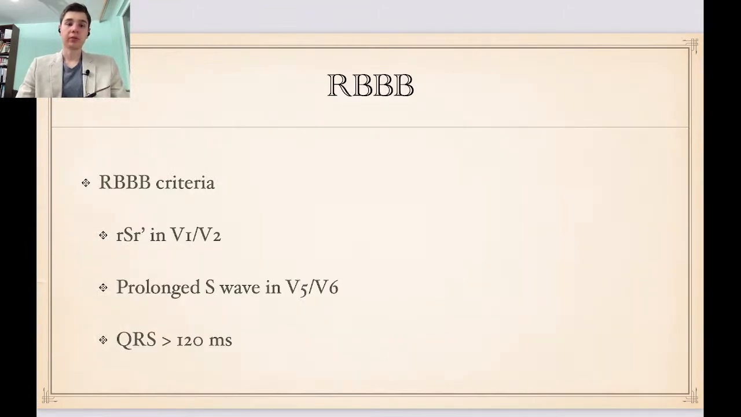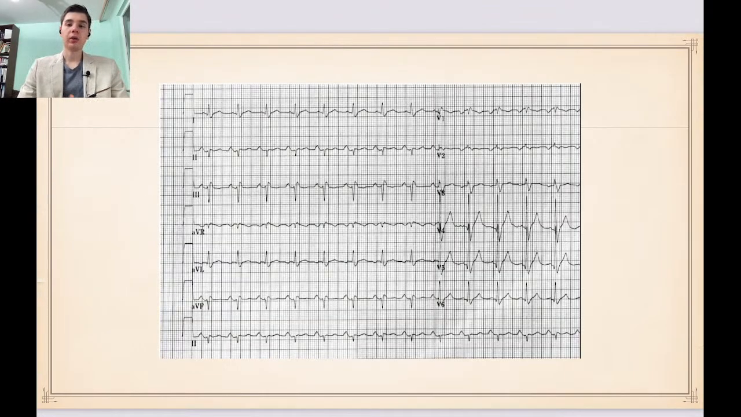For the right bundle branch block, the criteria are an RSR prime in V1, V2, a prolonged S wave in V5, V6, and again, the QRS complex is greater than 120 milliseconds. This is how a right bundle branch block looks like. We can see the aspect of RSR prime on V1. Also, we can see in V6 the slurred S wave.